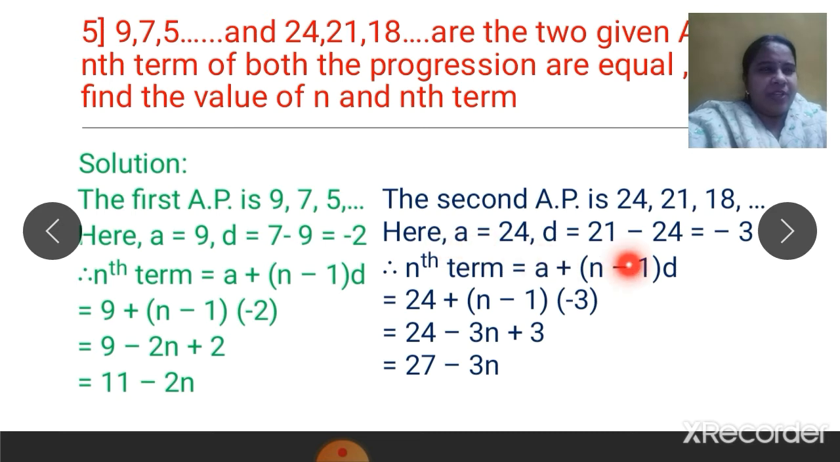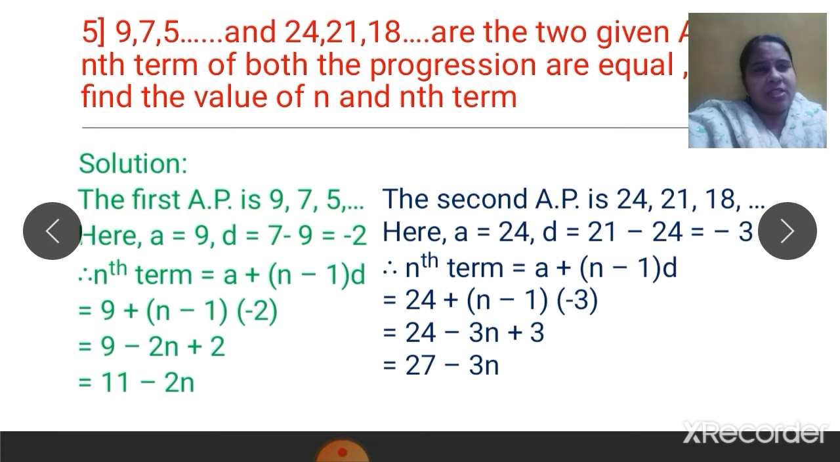A is 24, D is 21 minus 24, that is minus 3. As I told you, using the formula we will get 24 plus n minus 1 into minus 3. Open the bracket now. Minus 3 into n is minus 3n. Minus into minus is plus. 3 into 1 is 3. Correct? So what do we get? 24 plus 3. How much? 27. So we get 27 minus 3n.